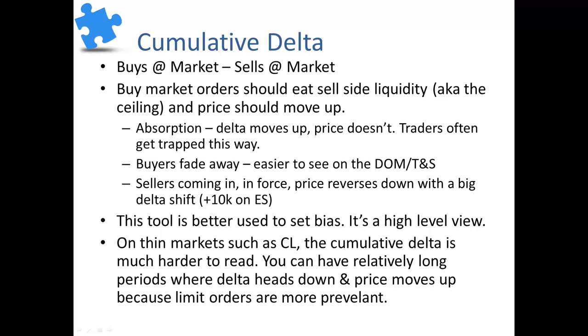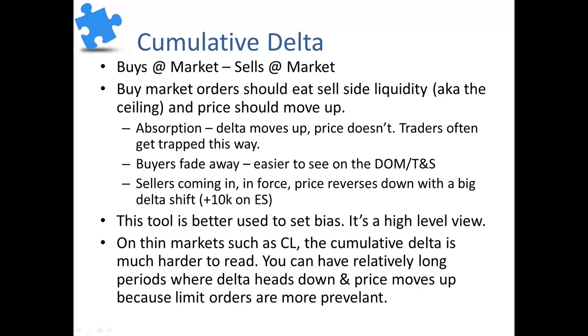Now again, buyers fading away is also a little bit less easy to see on cumulative delta because it is a zoomed out view. Sellers coming in is fairly easy to see on cumulative delta, but by the time you see it on the cumulative delta, as opposed to a short-term order flow like footprint or time and sales, the market's probably already going to have traveled quite far. So my opinion is the value of cumulative delta is in setting bias and identifying these liquidity vacuums or pullbacks.